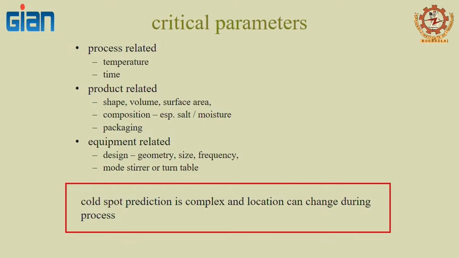So, in terms of critical process parameters, again microwave is a thermal process. So, we always talk about temperature and time as the primary process parameters. In addition to that, you also have shape, volume, surface area, packaging can play a role, and then the geometry of the design of your equipment can play a role. What frequency you are operating, whether or not you have an agitator in the system, are going to play an important role.